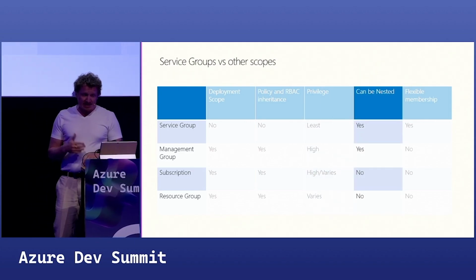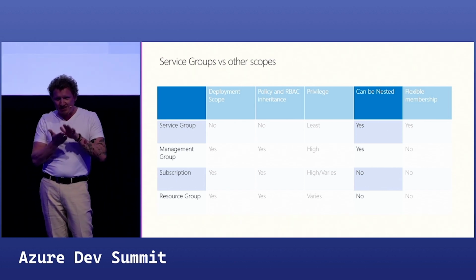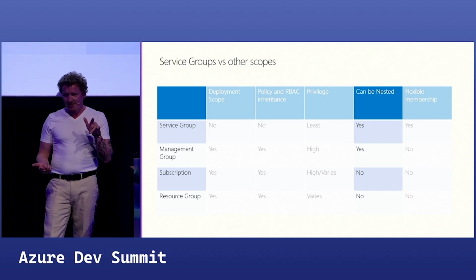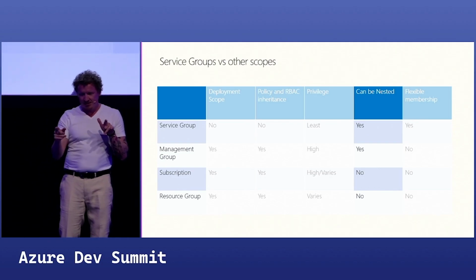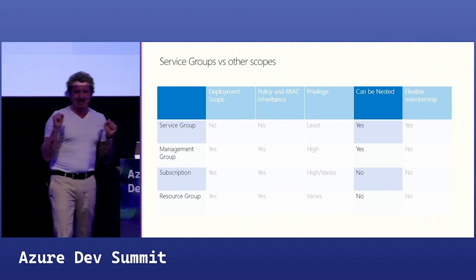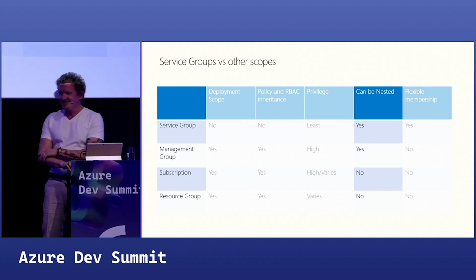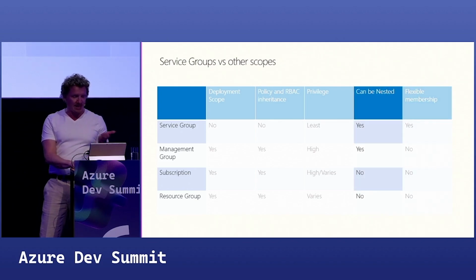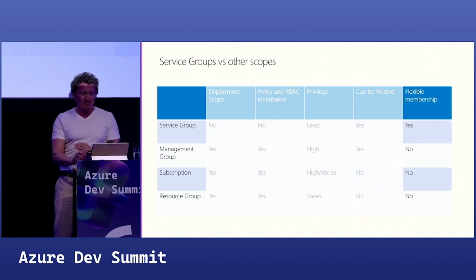Can you do nesting? Yes, you can put management groups in management groups, right? How many levels deep does management groups go? Who knows this? 6, I think. Maybe I'm wrong, but I think it's 6. All right, because you sounded so confident, I was like, oh, I think it's 6. But it's 10 for the service groups, right? But the other things, you can't put a subscription in a subscription, you can't put a resource group in a resource group, right? So there are differences there.